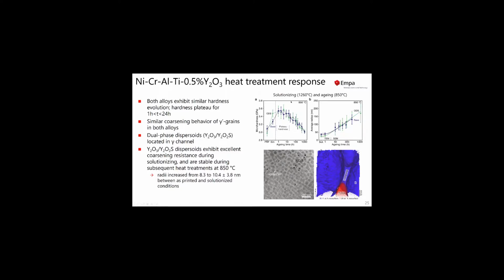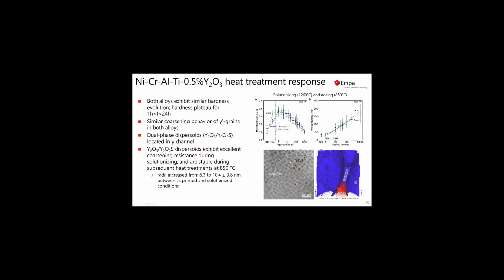Both alloys exhibit, within the measurement area, a very similar hardness evolution. And what we observed is a plateau for the hardness for aging times at 850 degrees between 1 and 24 hours. Afterwards, we see an overaging effect. We then also went back to the microscope and had a closer look at the gamma prime grains that are forming during the aging treatment. And also we see here that the aging behavior, or the coarsening behavior, of the gamma prime grains is very similar in both alloys.